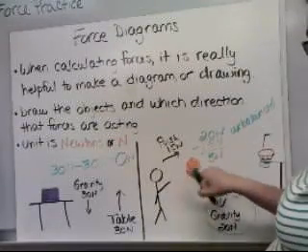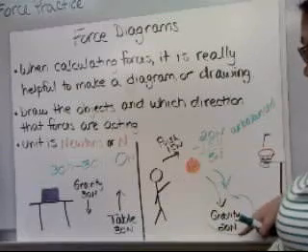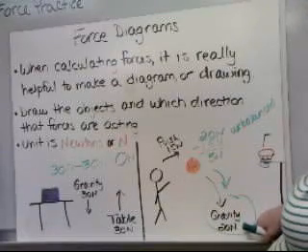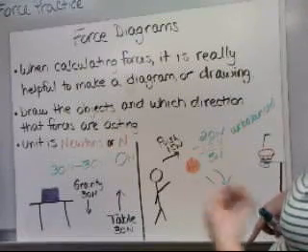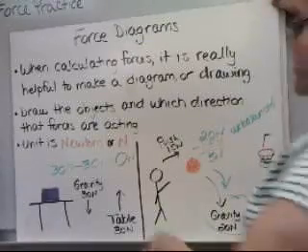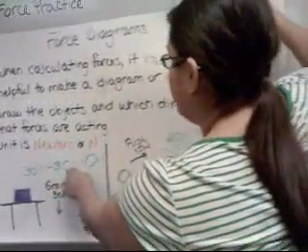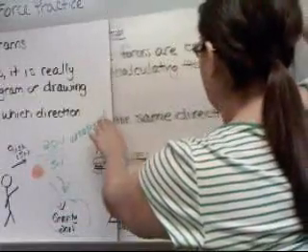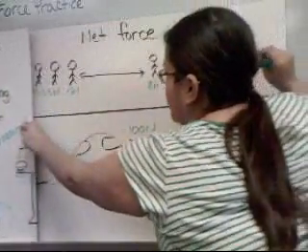So the ball is going to start falling down this way, its direction is going to change, and it's going to move in the direction that has more force, which is the force of gravity. Okay? So we have some more examples. You can see how some other forces work as well.